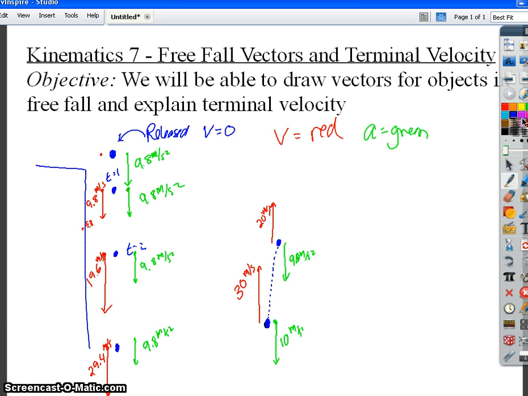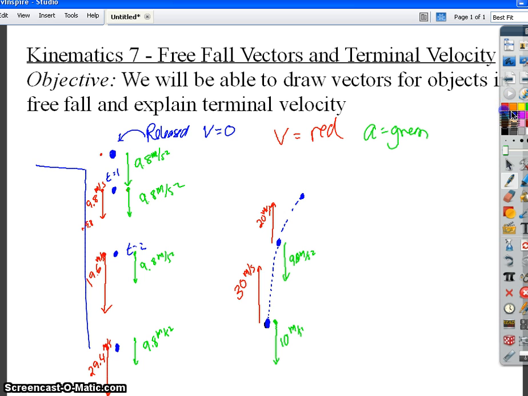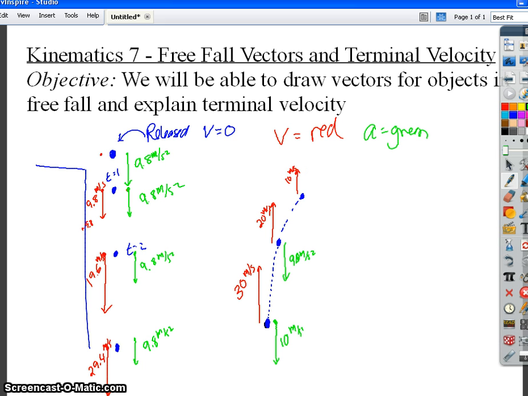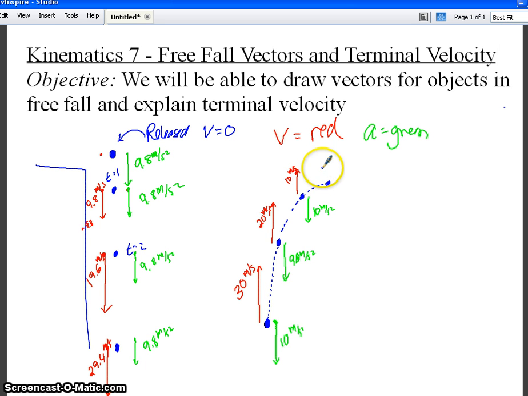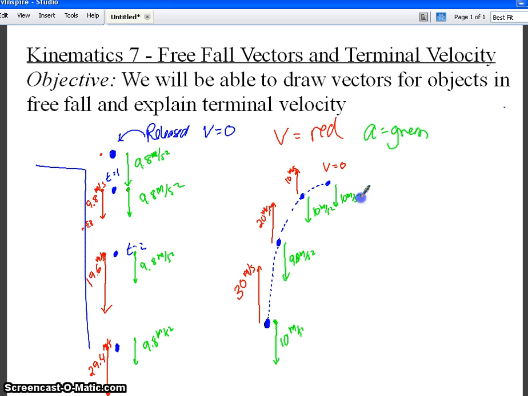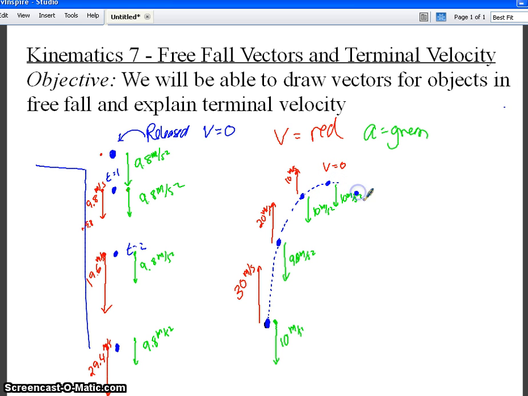Okay? After one more second, the velocity is going to be 10 meters per second, and the acceleration is still 10 meters per second squared. And then at the top of the curve here, the velocity is going to be equal to 0, and the acceleration is still going to be 10 meters per second squared. And just for the sake of being easy, I'm just going to mirror this and do it all at once.